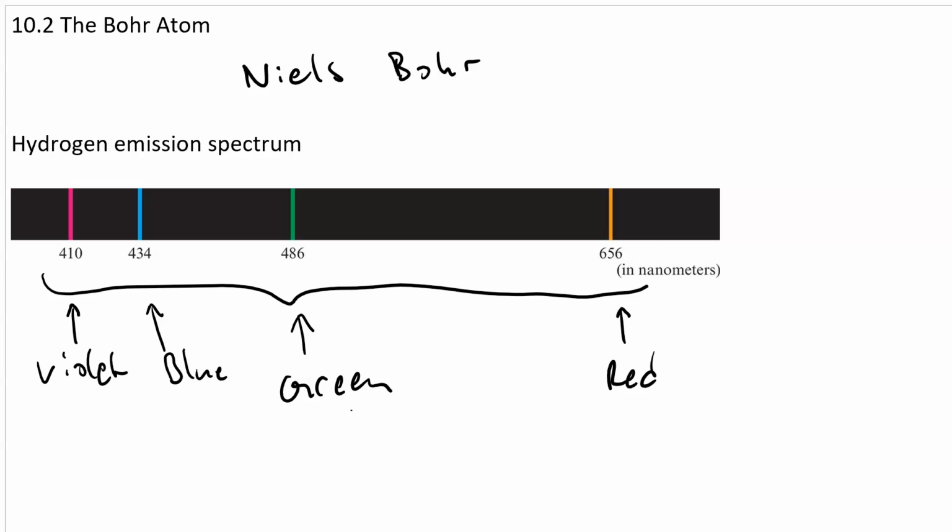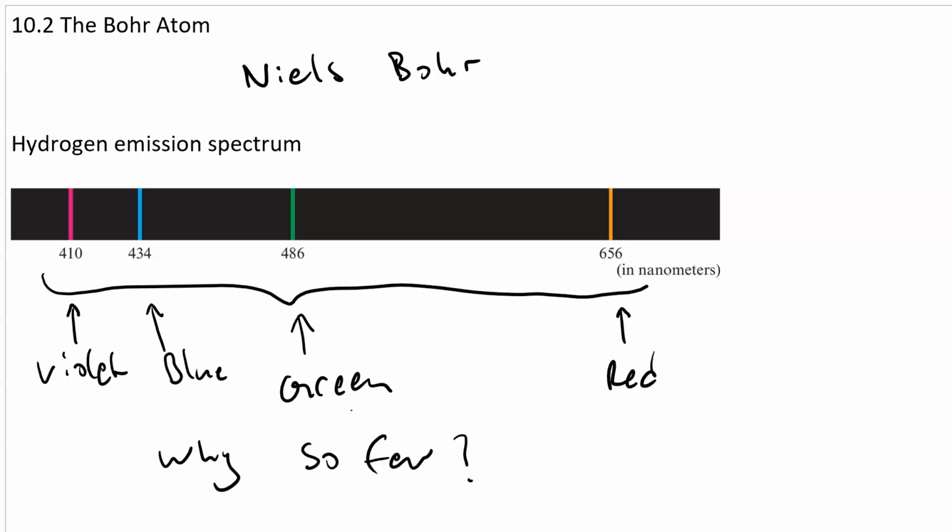So Bohr's question was, why so few? Why don't we see a continuous spectrum? This must mean that the allowed energy levels for electrons in a hydrogen atom are restricted to only a few values.